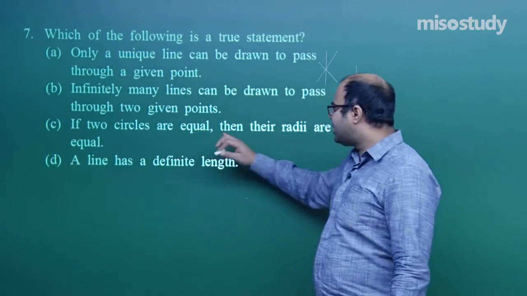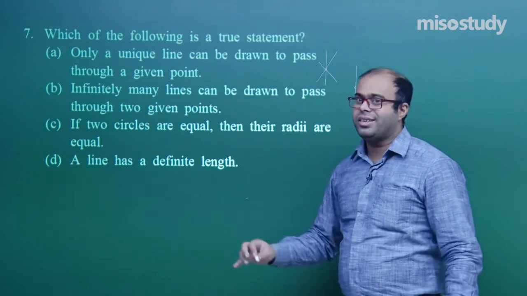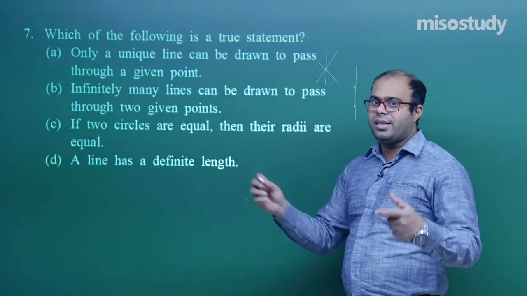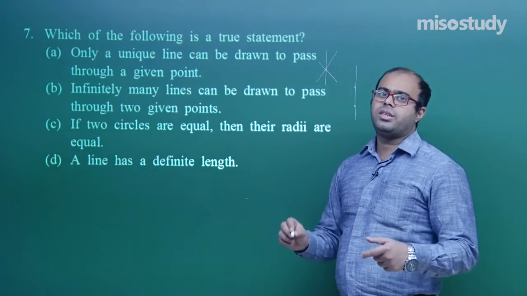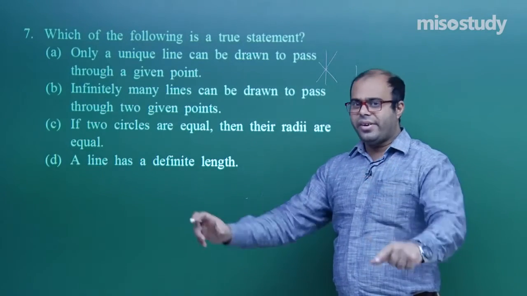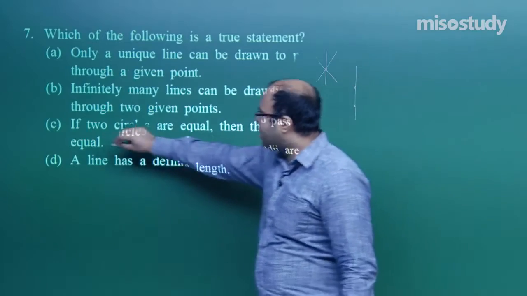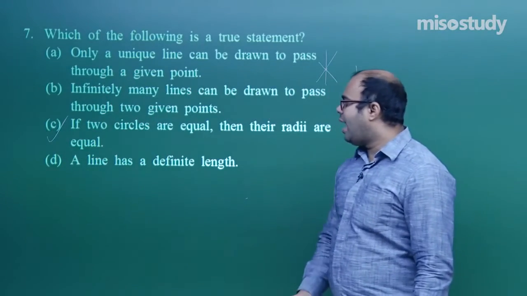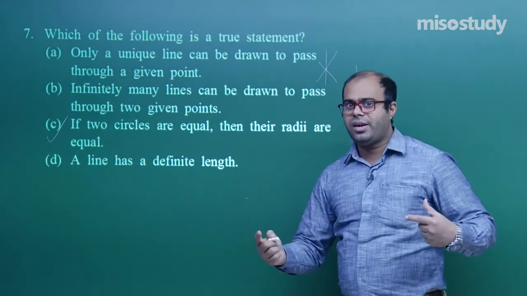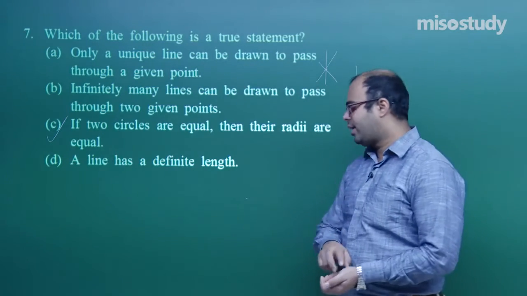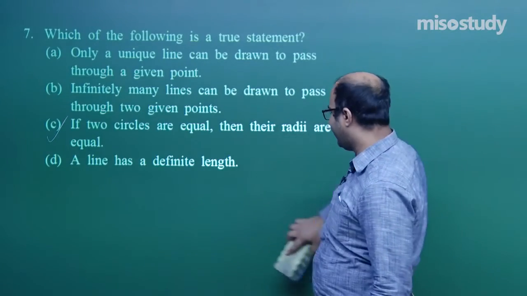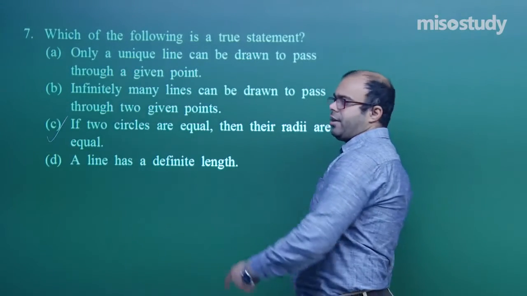If 2 circles are equal, then their radii are equal. Yes, this is correct. If 2 circles with equal radii are there, then we say that these 2 circles are equal. The only thing that makes the circles equal is their radii. So, we will say this is the correct statement. A line has a definite length. Again, we studied a line does not have a definite length, it has indefinite length, it extends to infinity on both sides. So, the correct answer is C here.